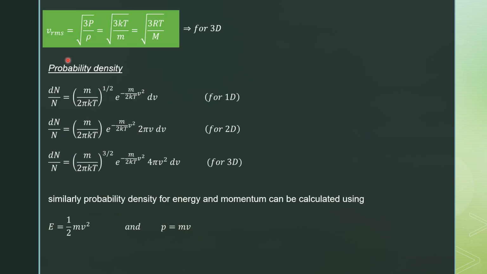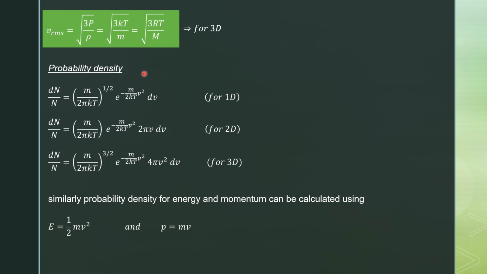So from the overall formulas, we get that Vrms can be written as root over 3P by rho. Another formula is root over 3kT by small m, and the other formula is root over 3RT by m, and this is for the 3D case.